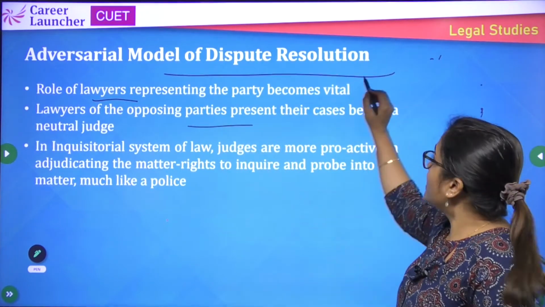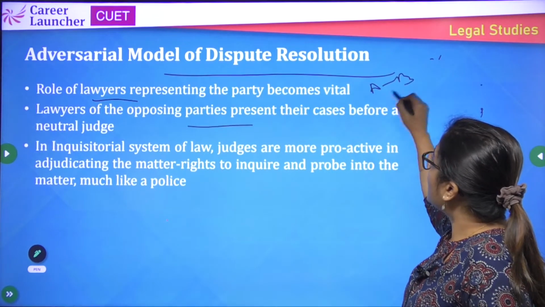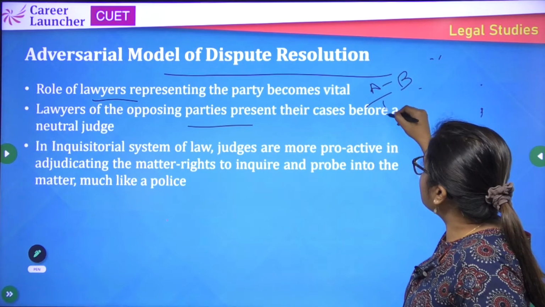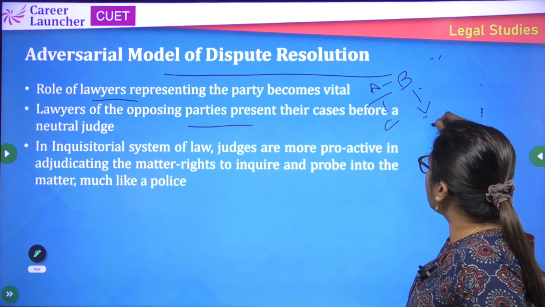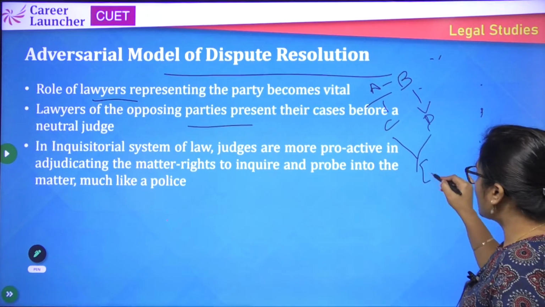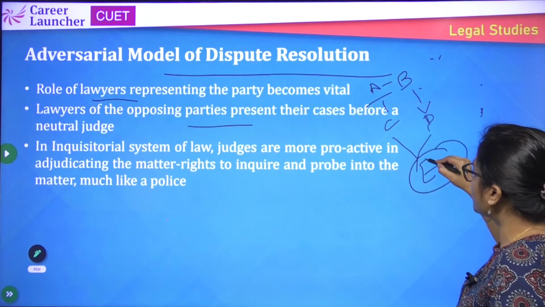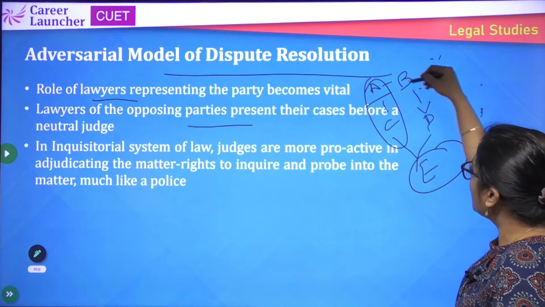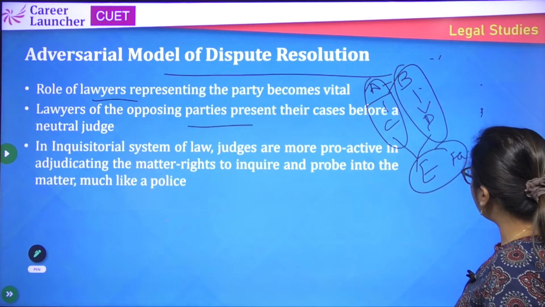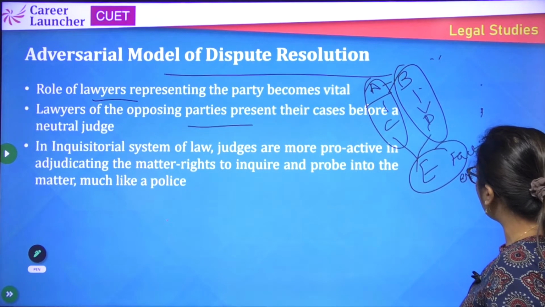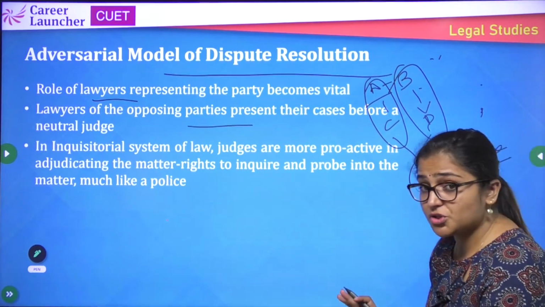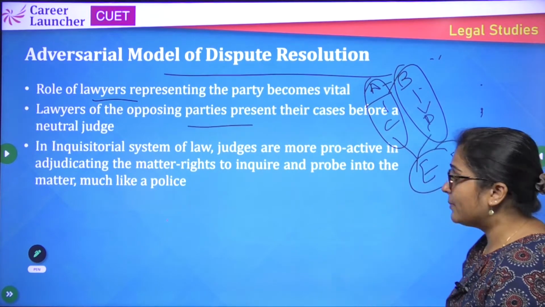So for example, suppose there's a dispute between A and B, who are brothers, and they have a property dispute. A hired C as a lawyer, B hired D as a lawyer. When the matter goes to court, there will be a judge E who is neutral, who is neither known to party A and C, nor known to B and D, and based on the facts and evidence produced before the court, they'll decide the case. So here the judge is a very neutral person. He cannot be a biased one.